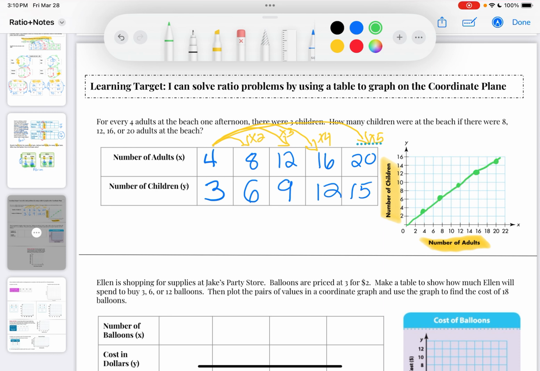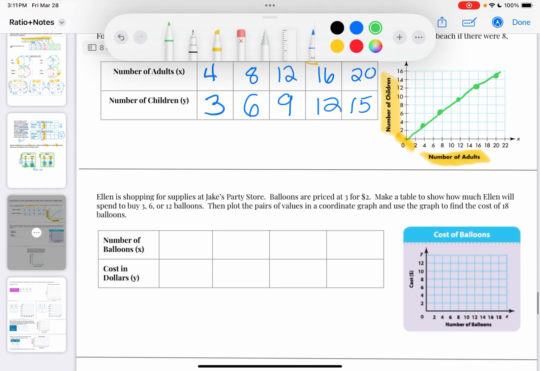Now, one way I would know that I messed up, if it's supposed to be a proportional graph, it's going to be a straight line, and it's going to start down here at 0, 0. All right, let's take a look at the next one.